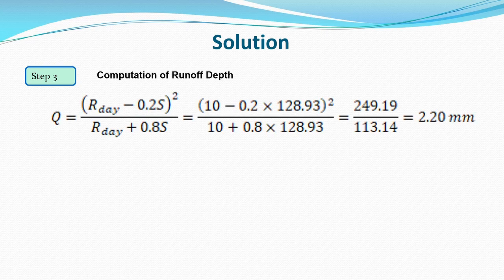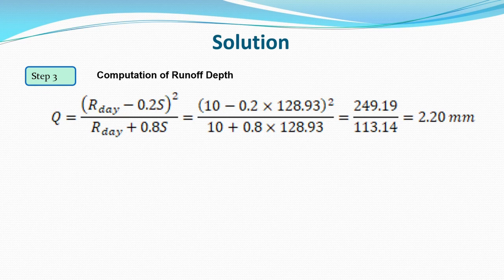daily rainfall. This data is available with us. It is 10 millimeters per day. We just calculated the value of S. Now let us substitute these values into this equation. So 10 minus 0.2 multiplied by 128.93 whole square divided by 10 plus 0.8 multiplied by 128.93. We will get the runoff depth equal to 2.20 millimeters.